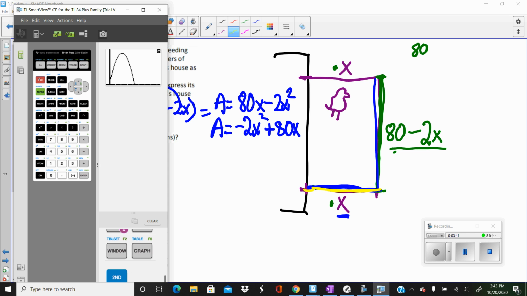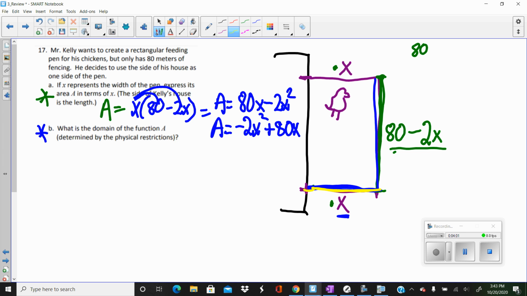Let's go to second and calc, and we're going to actually calculate the zero of our graph. So I'm on my left boundary, enter, right boundary, enter, enter, and our zero is actually at 40. So our domain is essentially from where X equals 0, which cannot exist. We can't have a pen with a width of 0. So we would say X can't be 0, X is less than 40.